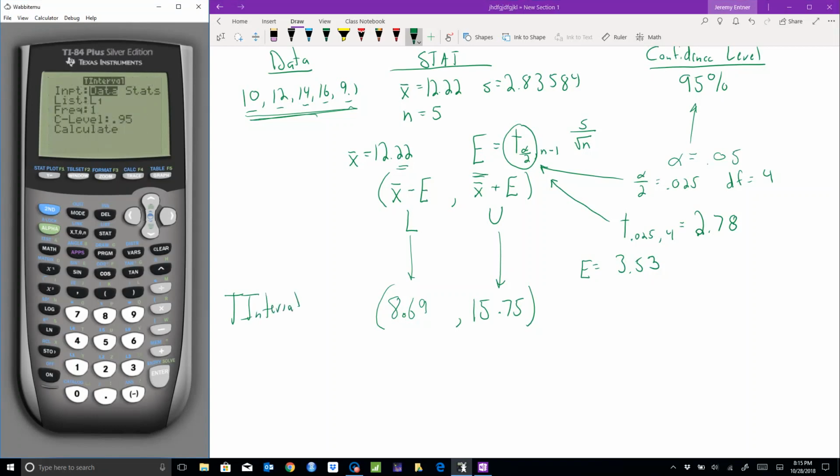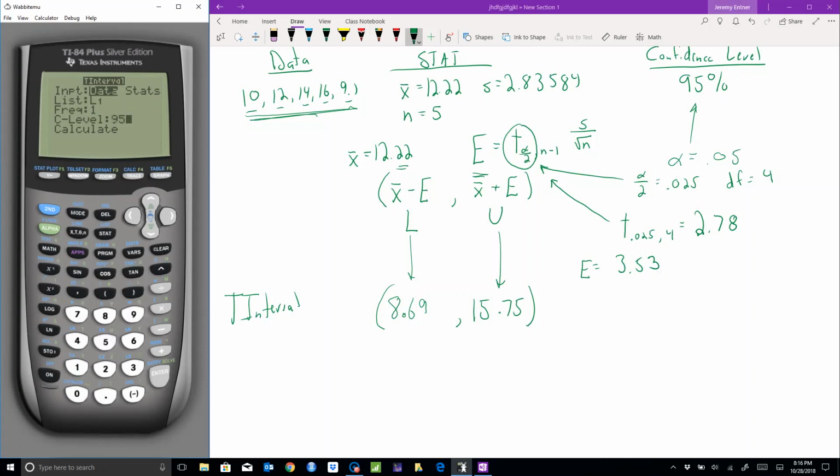I hit on Enter, and now it asks me, do I have data or do I have stats at the top? Right now I have data, so I'm going to leave it on that. I put my data in list 1. I don't have a list of frequencies, so I can leave the number 1 there. And then I just type in my confidence level here. And you can type it in as a decimal, or you can type it in as just a percentage.